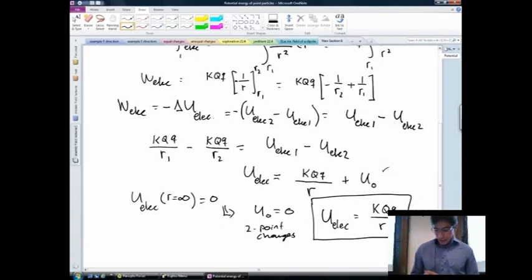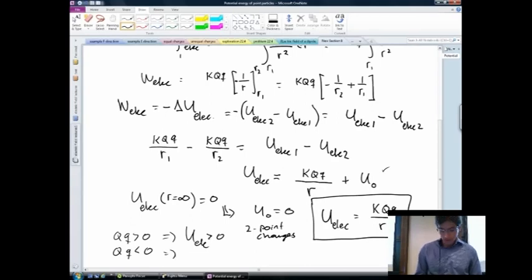Notice that the potential energy will be positive if the two charges have the same sign. But if the two charges have different signs, one plus, the other negative, the product of the two charges is negative, and therefore, because it shows up in the equation for the electric potential energy, the energy will also be negative. Okay, so a system composed of two particles with different signs always has negative potential energy.